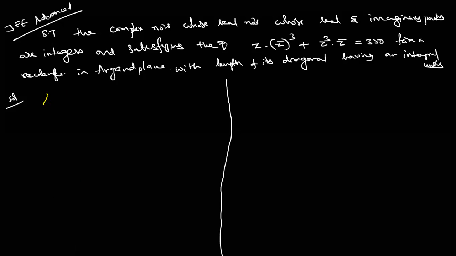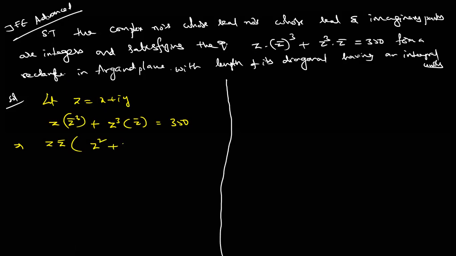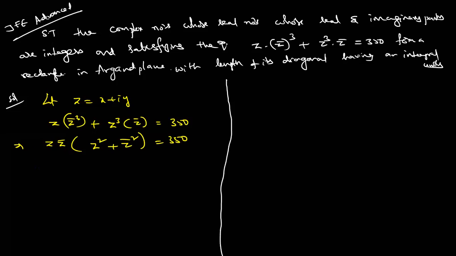First of all, consider let z is equal to x plus iy. Here students, previous advanced version, what condition is given? z into z bar whole cube plus z cube into z bar is equal to 350. Here the maximum possibility is that z into z bar times z square plus z bar square is equal to 350. z into z bar is how much, anyone? That is mod z square. That means directly I'm writing x square plus y square.